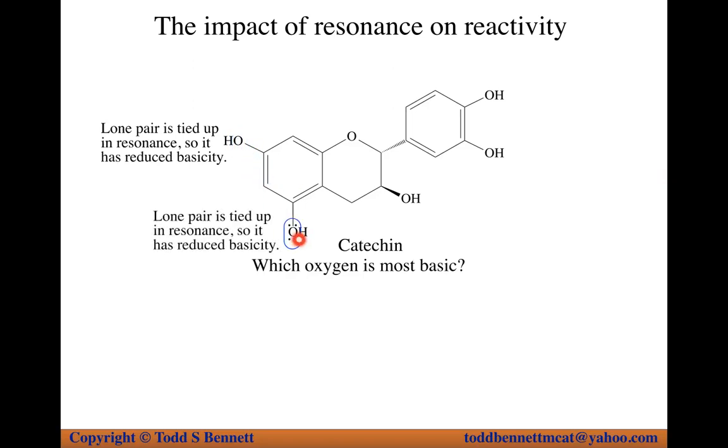Okay, so let's consider a different one. This one, same story. This lone pair can donate in, go there, then go there. It can move around. So anytime you can donate a lone pair into the system, it's less available to be given away to an acid coming in.